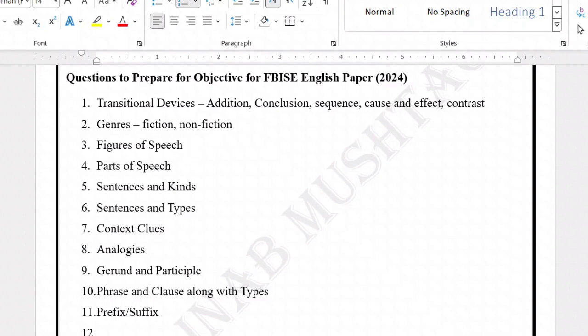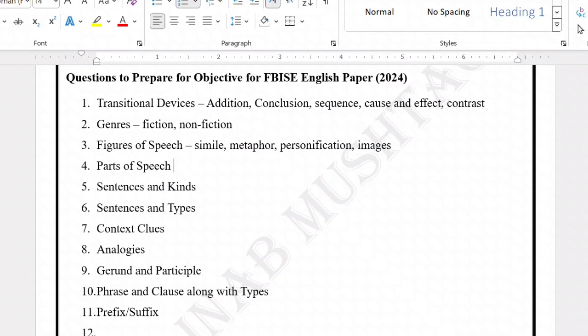Next comes figure of speech. What do you understand from figure of speech? Figures of speech are devices that are used to enhance or beautify text, such as simile, metaphor, personification, and so on. Here is a list of figures of speech, and I hope you must have come across these names during your lectures.